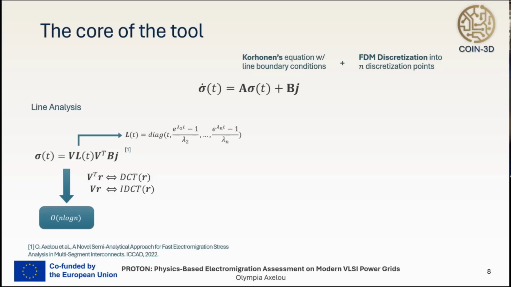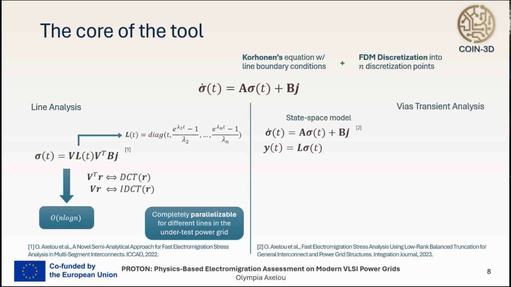On top of that, this method is completely parallelizable for the different lines in a power grid. So this enables the use of multiple threads for complete power grid EM analysis. And now, if we want to specifically calculate and see the transient response of a specific point, we have the point analysis, in which Proton calculates the specific transient analysis of a specific point.